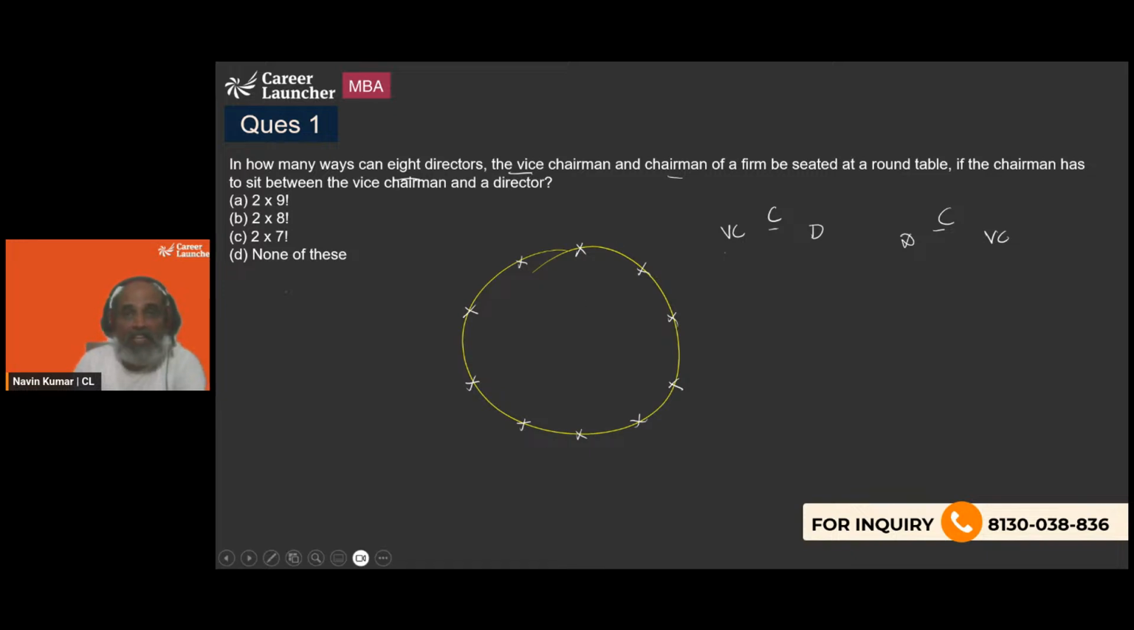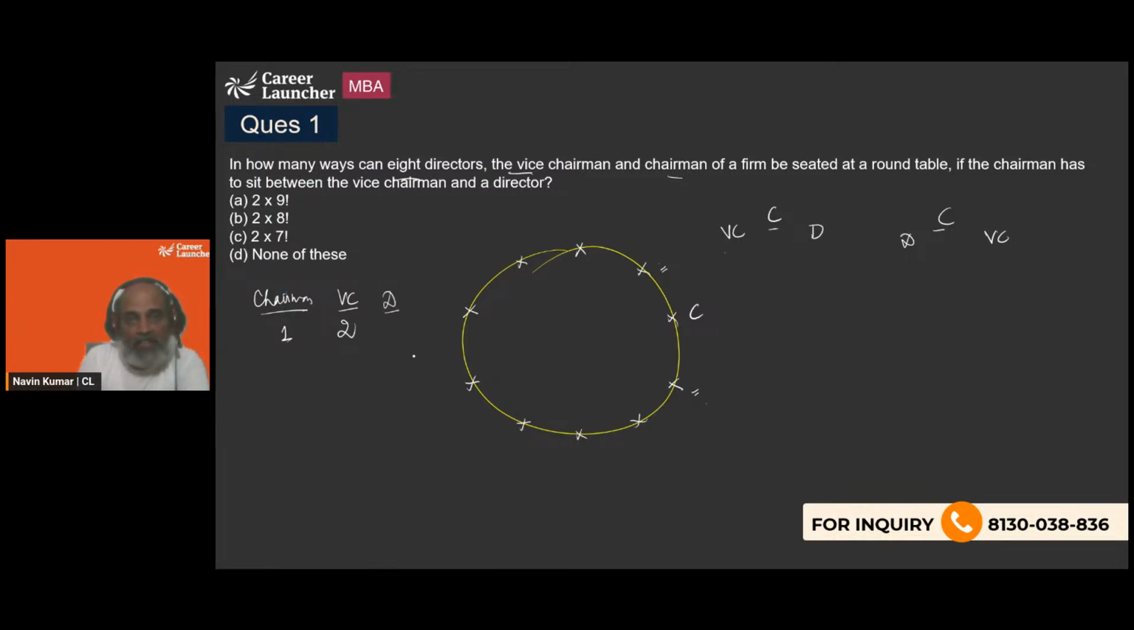Chairman will go and sit at any one of the chairs, right? All the chairs are identical initially, right? Whether he sits at the topmost or whether he sits second to the left of the topmost, whether he sits at the bottom, doesn't matter. For him, all the chairs are the same. So if I talk about the chairman, there is only one way. Now, let's say chairman sits here. Now, if I bring in vice chairman and he has to sit beside chairman, he has got two options. Either he will sit to the right of him or he will sit to the left of him. So vice chairman will have two possibilities.